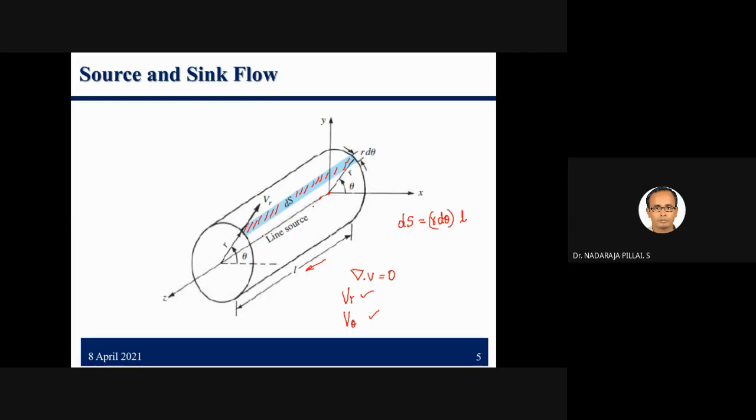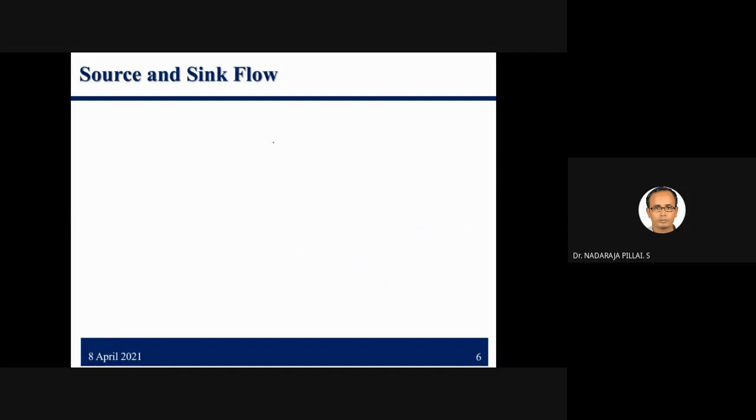Now let us discuss the mass flow rate. We have a cylinder and I want to calculate the total mass flow across the surface ds of the cylinder.